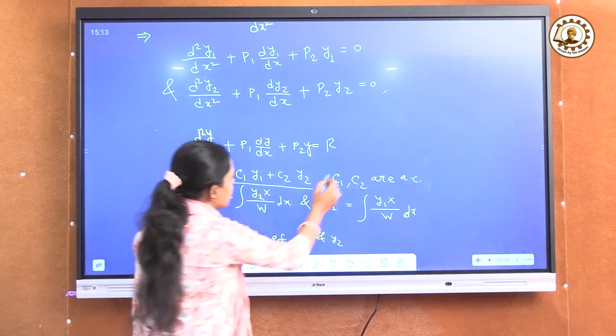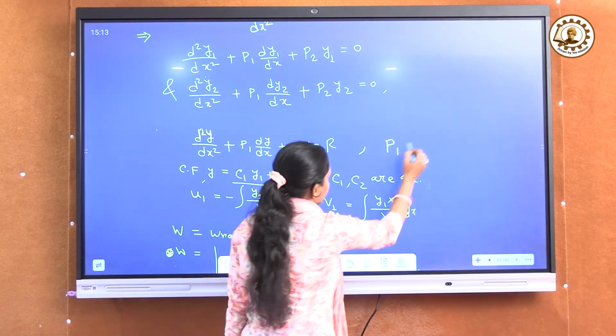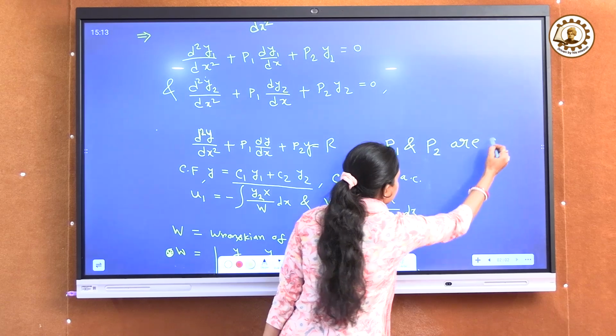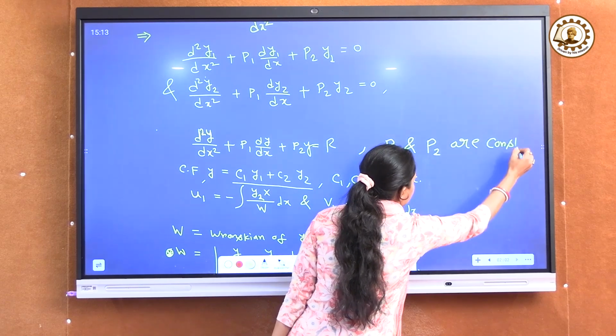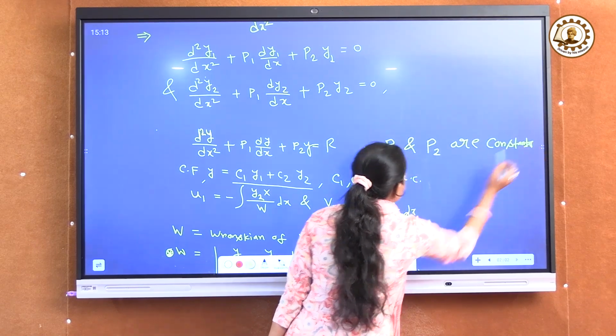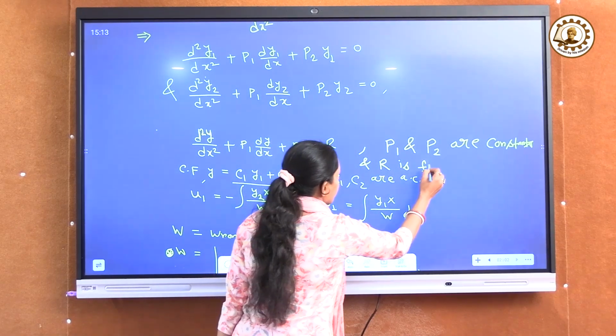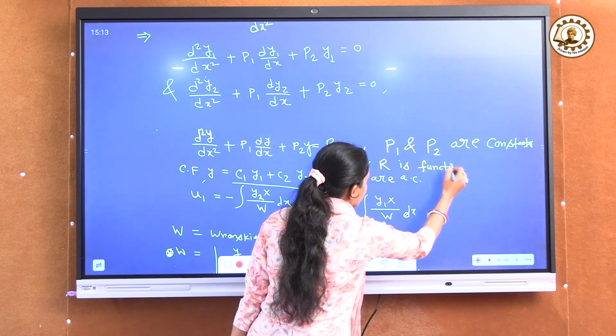Here p1 and p2 are constants, and capital R is a function of x only.